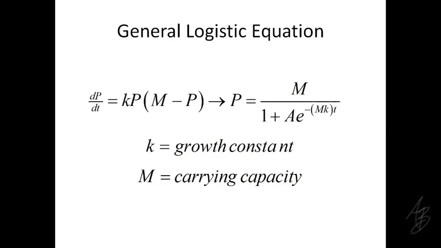So here's what the general logistic equation looks like. It comes from the differential equation, which says the growth of a population with respect to time is proportional not only to the population itself, but to how close it is to its carrying capacity. And we get this equation here that the population is equal to this, where k is a growth constant, which tells us how fast the population has the capability of growing, and this capital M here is the carrying capacity, or the maximum population in the particular environment.